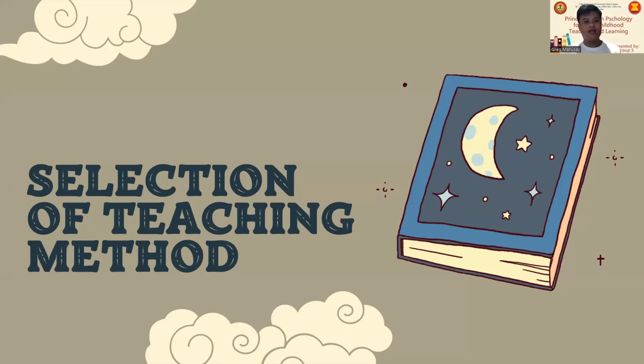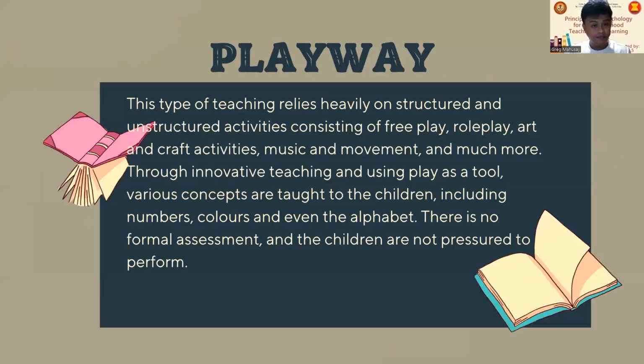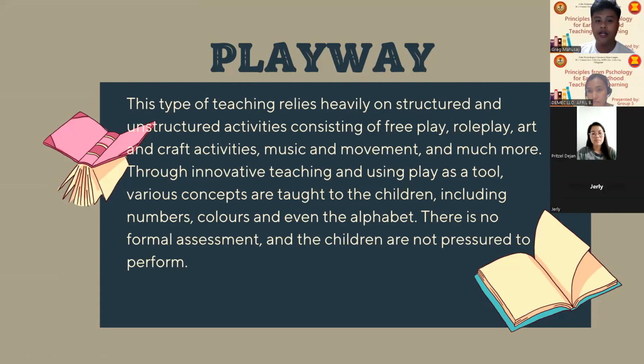So the first selection of teaching method is Playway. This type of teaching relies heavily on structured and unstructured activities consisting of free play, role play, art and craft activities, music and movement, and much more. Through innovative teaching and using play as a tool, various concepts are taught to the children, including numbers, colors, and even the alphabet. There is no formal assessment, and the children are not pressured to perform.